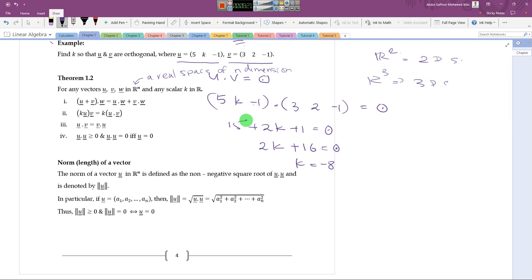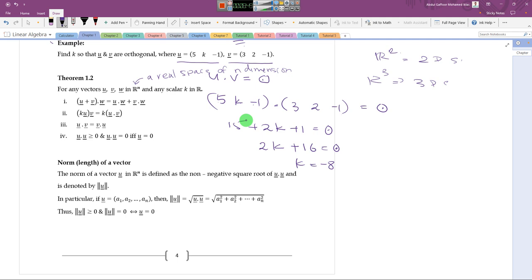And scalar k in R, now (u plus v) dot w is equal to u dot w plus v dot w. This is like a distributive law. Then this is kind of associative law. And u dot v is equal to v dot u, because it will give you the same value.